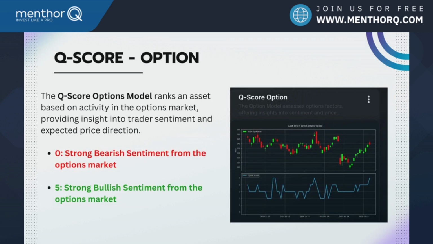The second one is our option score. For those who are using our gamma levels and our option models, options data is a great sentiment indicator, and it can reflect the sentiment of the market, the sentiment of the traders, and the positioning. Basically, it is looking at option flow and activity. The score again ranges from 0 to 5, where 0 is a strong bearish sentiment, and 5 is a strong bullish sentiment coming from the option market.